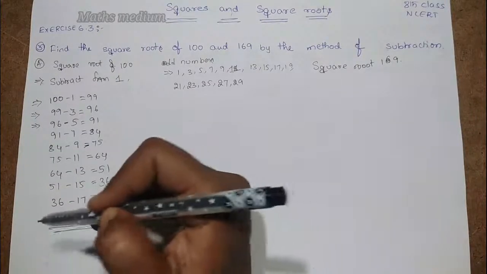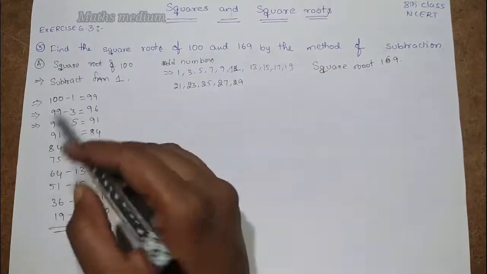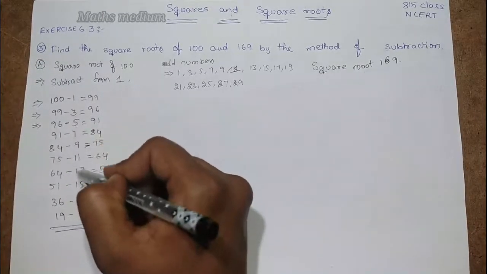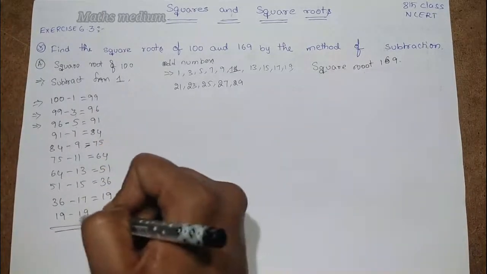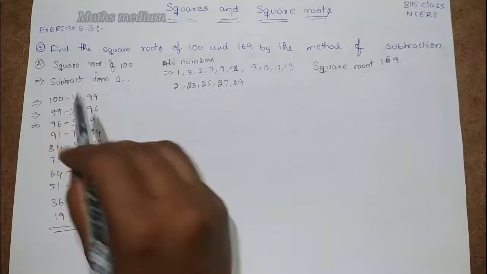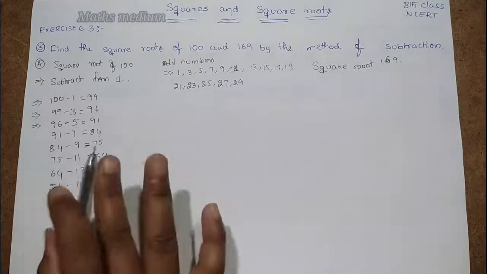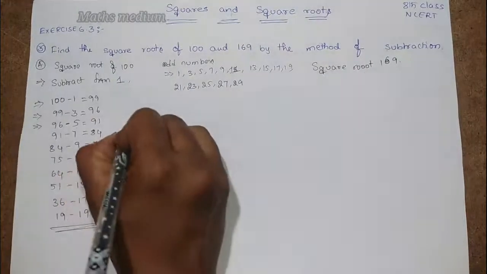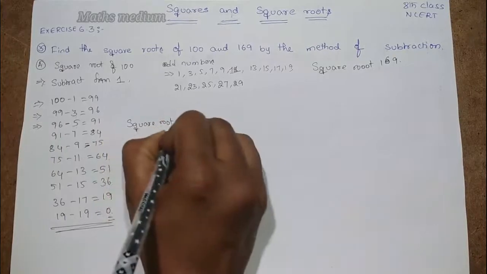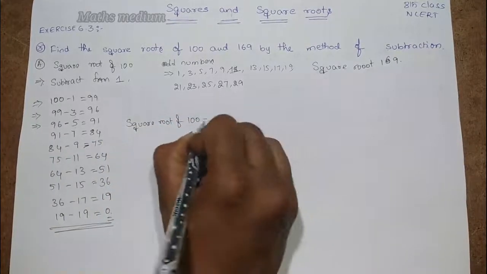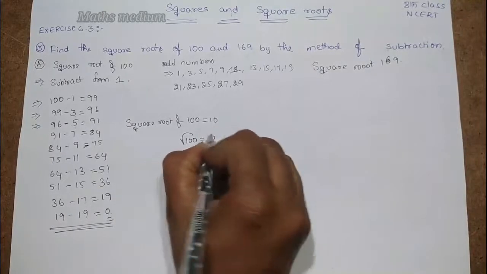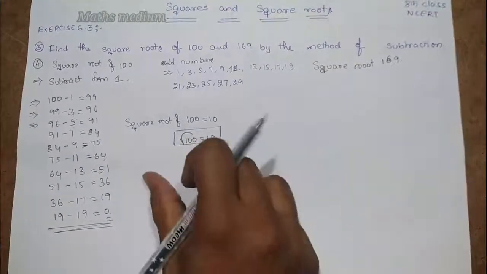Now count how many odd numbers we used to subtract. 1, 2, 3, 4, 5, 6, 7, 8, 9, 10. So by using 10 numbers we repeatedly subtracted from the given number. Here we get 0. It is a perfect square. Now the square root of 100 is equal to 10, or root over 100 is equal to 10. This is the answer for this question.